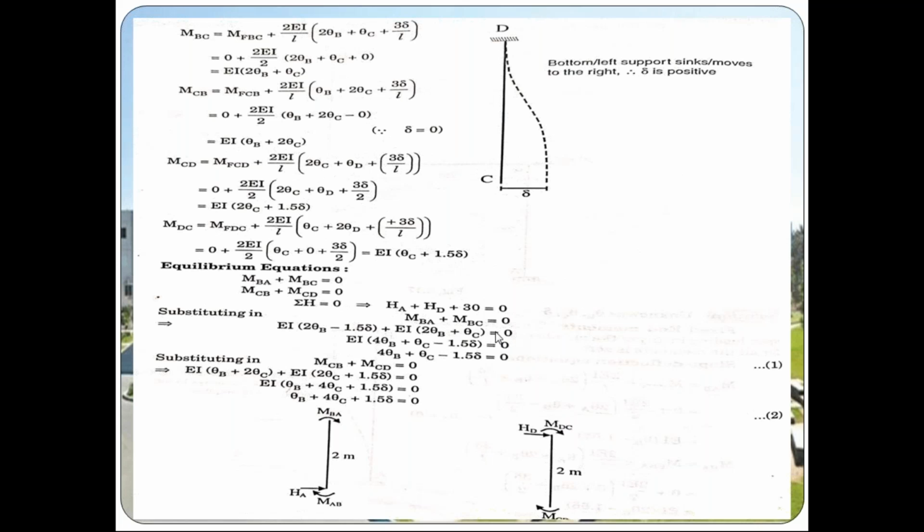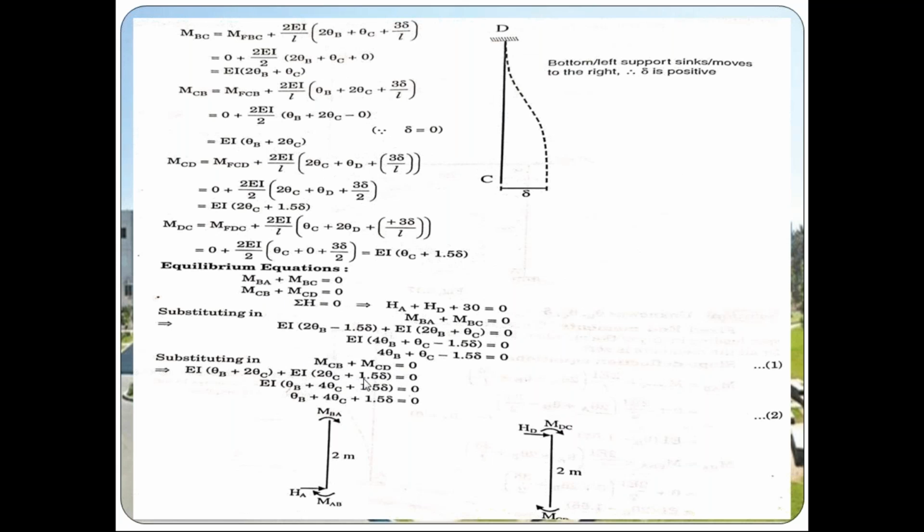is equal to 0. On solving this, we are getting an equation: 4 theta B plus theta C minus 1.5 delta is equal to 0. We are naming this equation as equation 1. And next we are solving the next joint equilibrium equation, that is MCB plus MCD equal to 0.